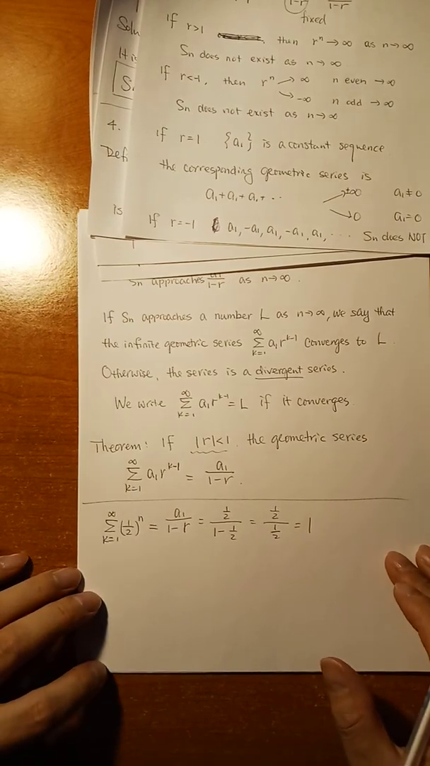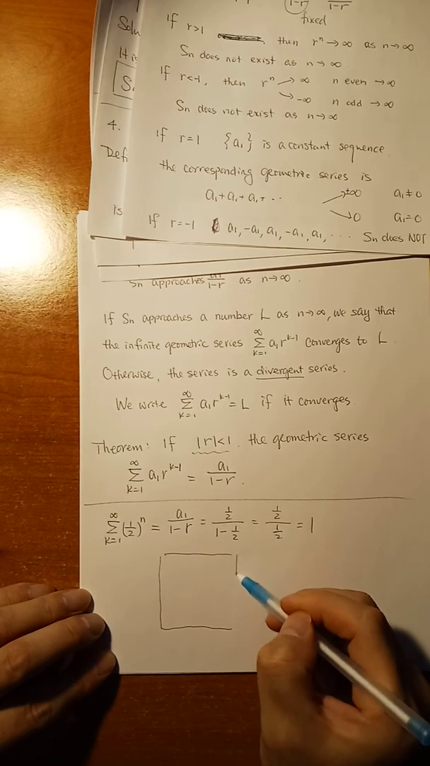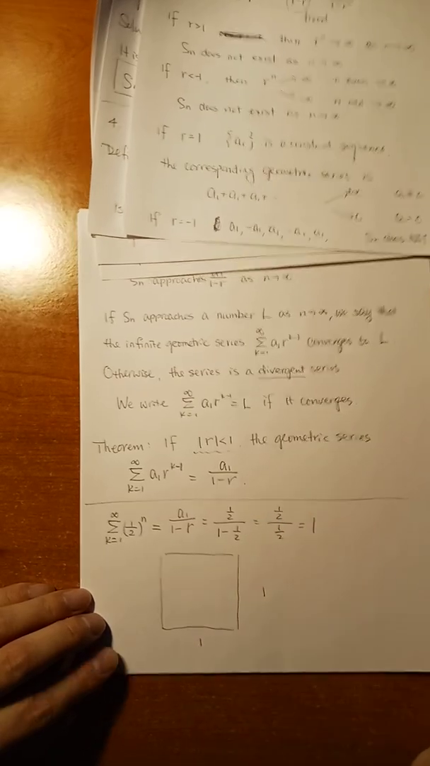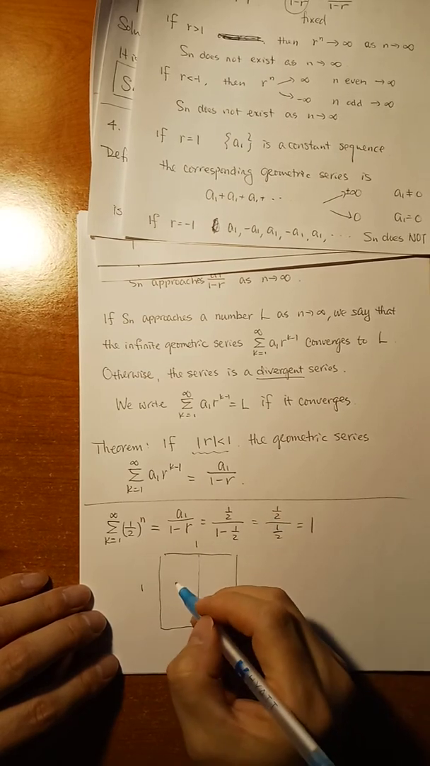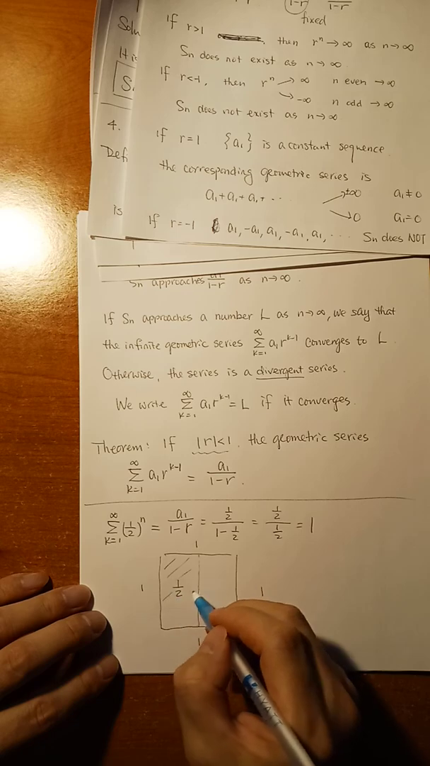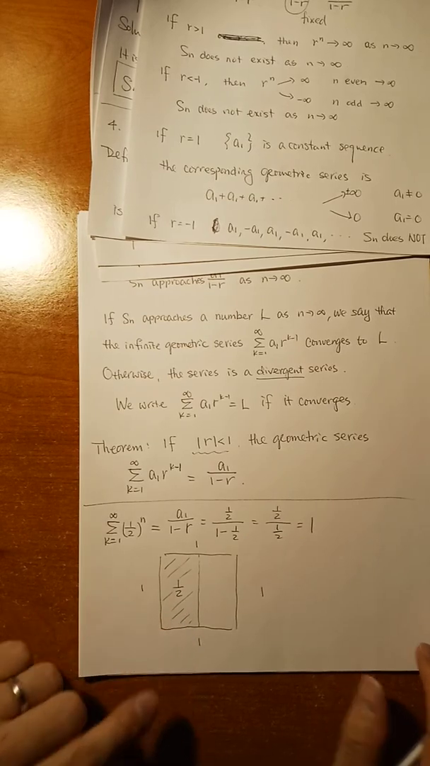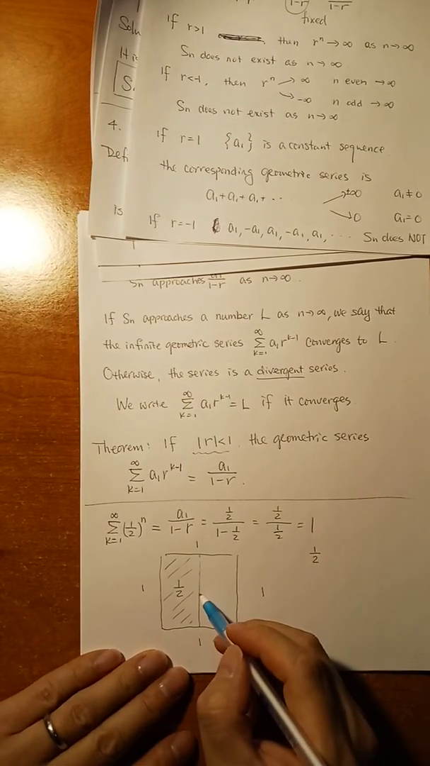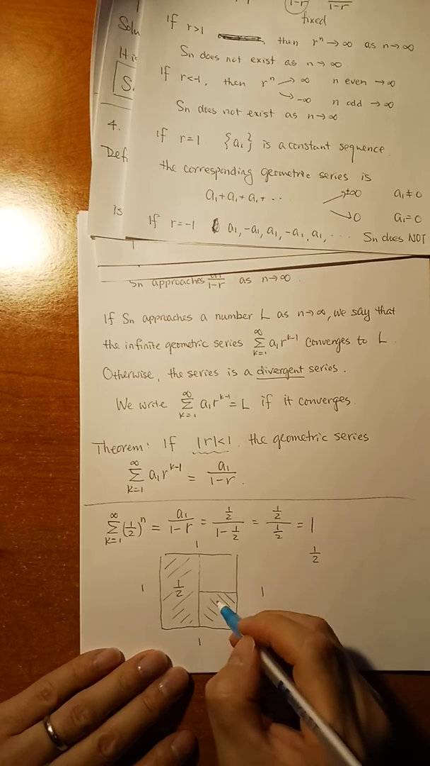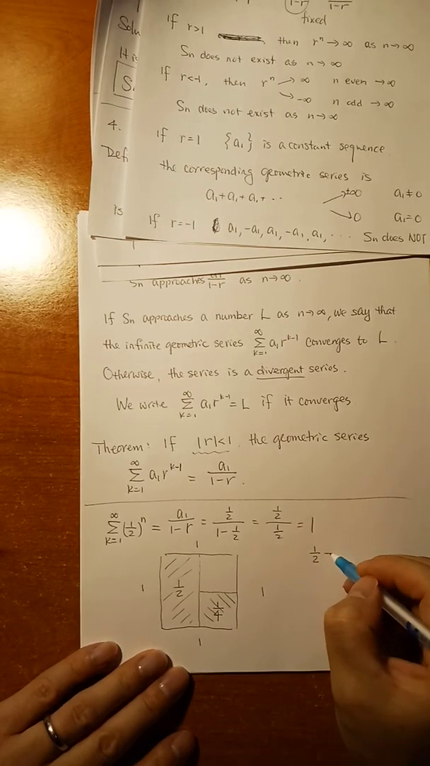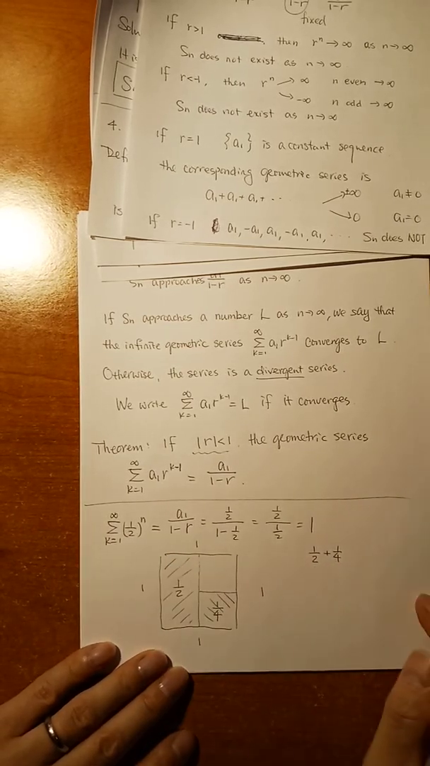Let me give you a geometric explanation about this. For example, you have a square with side 1, so all 4 sides are 1. If you divide it in half and shade the left part, the area of this left rectangle is 1/2. Then you divide the right part equally into 2 parts. This bottom part has area 1/4. 1/2 is the first term, 1/4 is the second term, 1/2 squared.